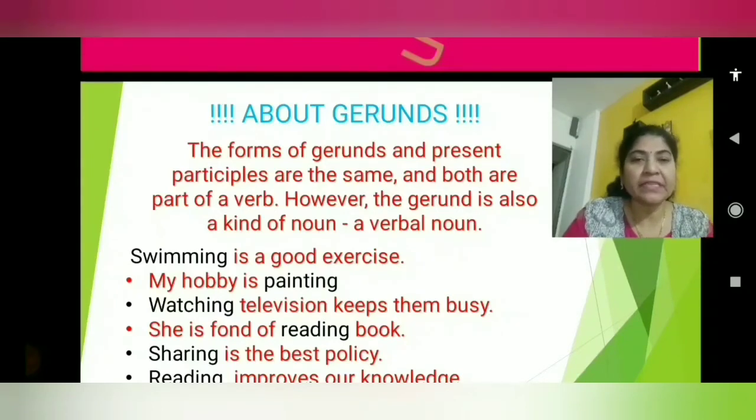Now see the first example: swimming is a good exercise. Swimming is generally an action verb, but here it doesn't show action. It is playing the role of a noun. It has come in the place of the subject, and in the place of the subject we generally get a noun or pronoun. So here swimming is a verbal noun and it is a gerund. Second example: my hobby is painting. Here painting is an action verb, but here it is not playing the role of action. It is playing the role of a noun. It has come in the place of the object.